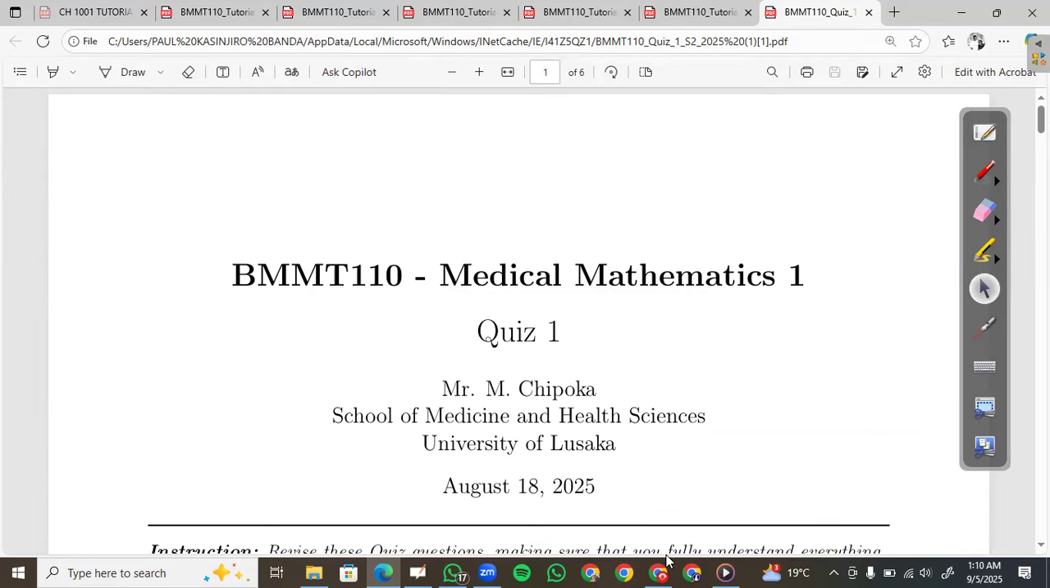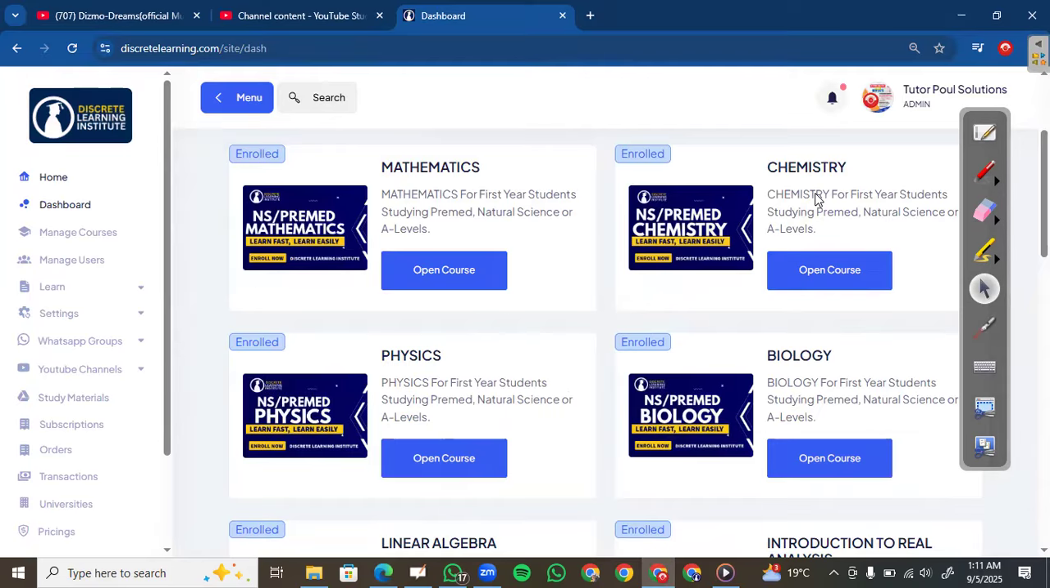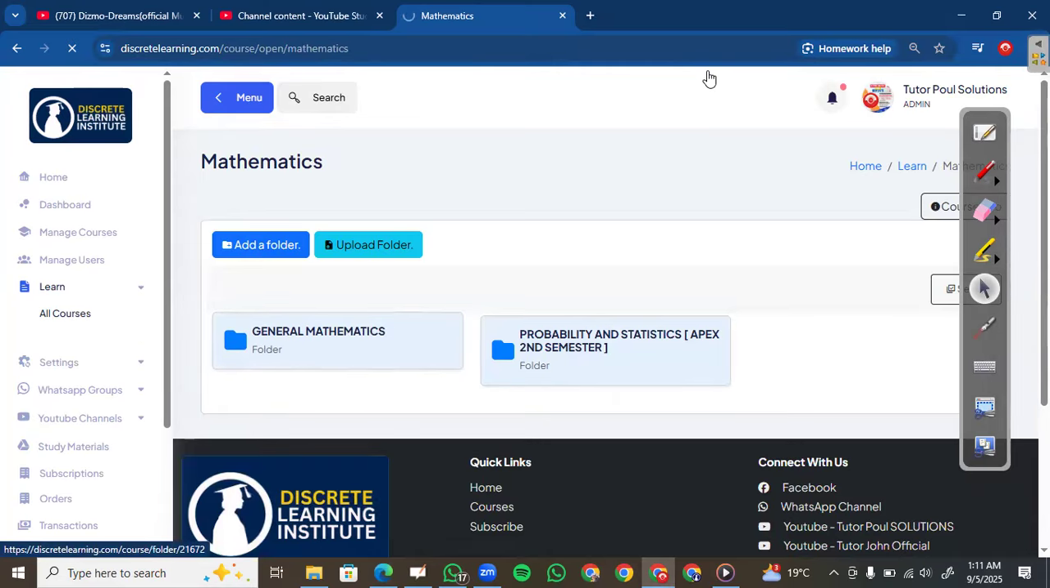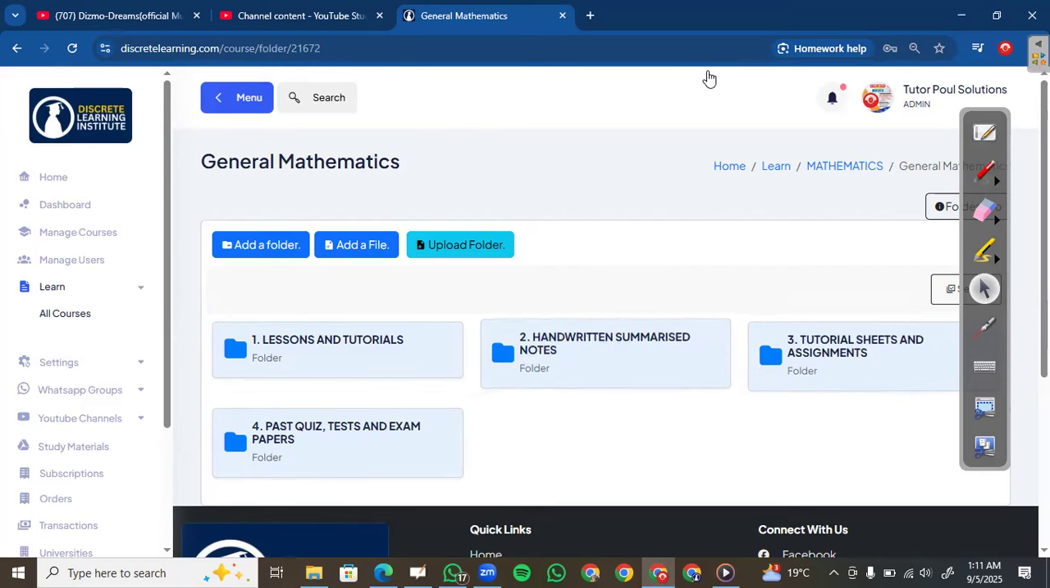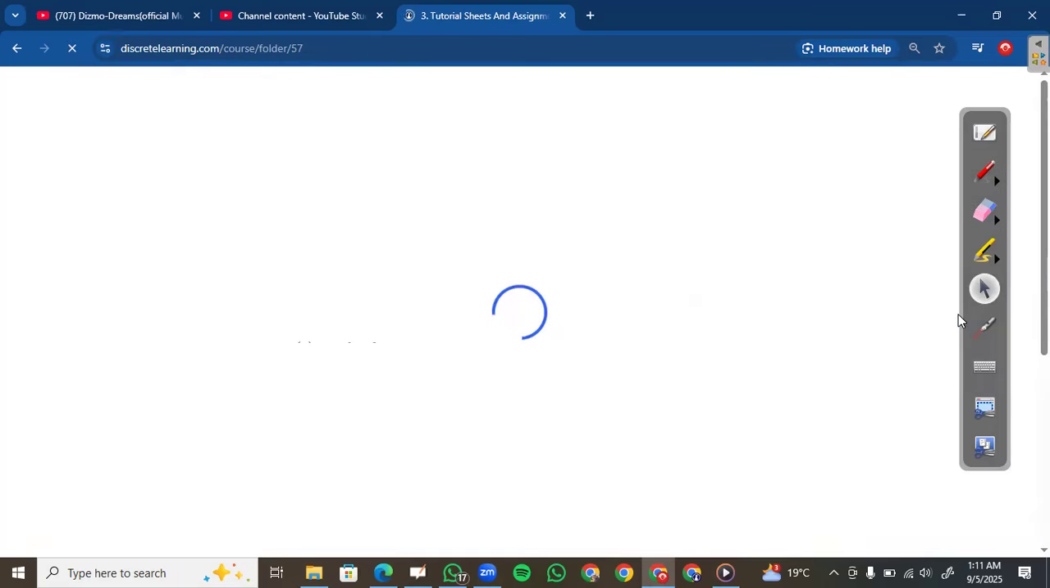Okay, so when you go on our website, you'll find something like this. Once you register for your course, it will show enrolled there for the courses that you're enrolled. So if you want to access those tutorial sheets that I was showing you, you can just say open course, okay? And then you go to general math. Here in lessons and tutorials, we have lessons on each and every topic that you can learn in math. So you can go there to learn the topic. And then here we have handwritten summarized notes, so you can use them for your studies.